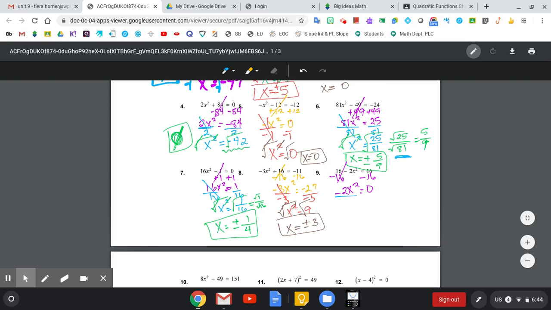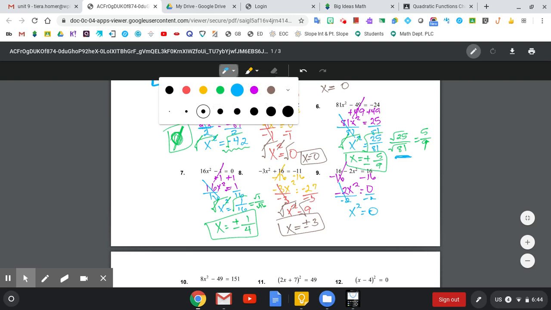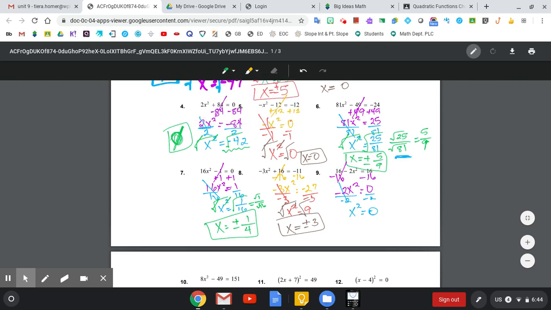To get that negative 2 off the x squared, I'm going to divide by negative 2. So I have x squared equals 0, since 0 divided by anything is 0. In my final step, I want to get the x by itself by eliminating the squared. So I'm going to take the square root. The square root of 0 is 0. So I have one solution and it's 0.